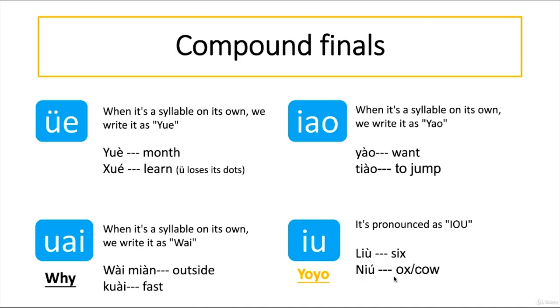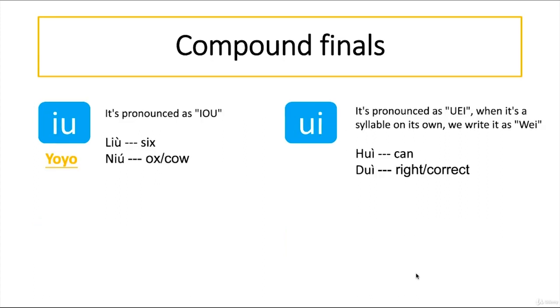The last one, wei, is pronounced as way, so read it after me. Way, but it's written as ui. When it's a syllable on its own, we write it as wei. For example, 会 means can, 对 means right or correct. Don't confuse you and way together. For you, i is in the front. For way, u is in the front.